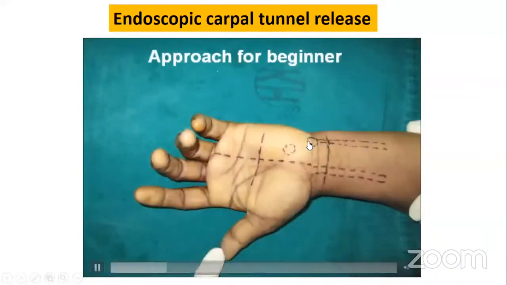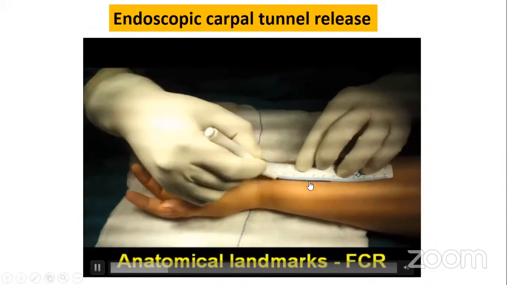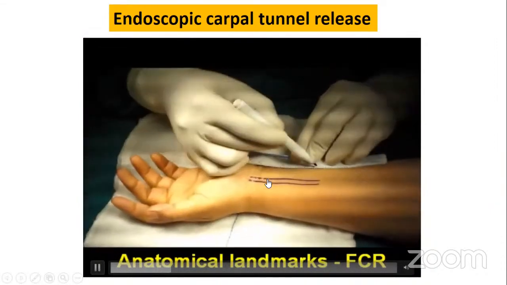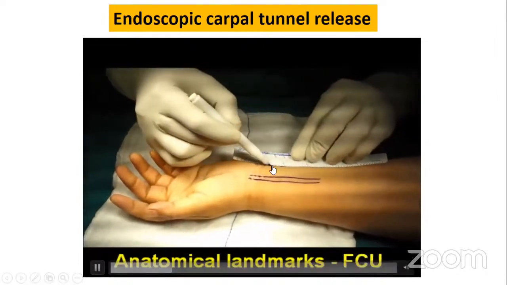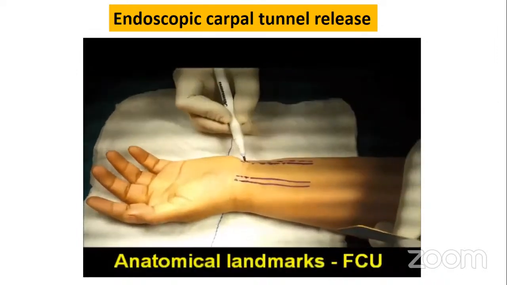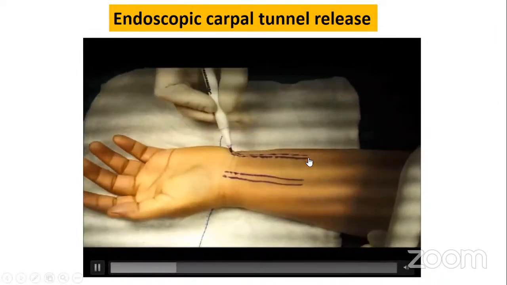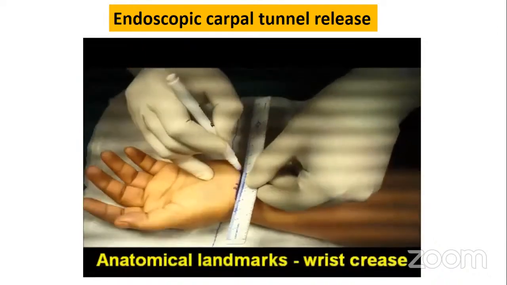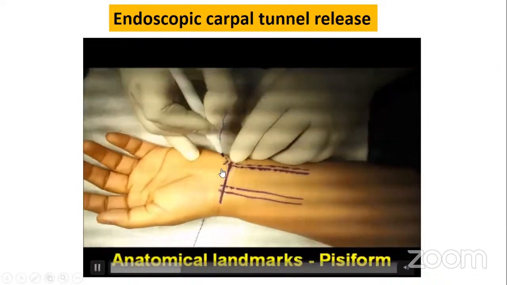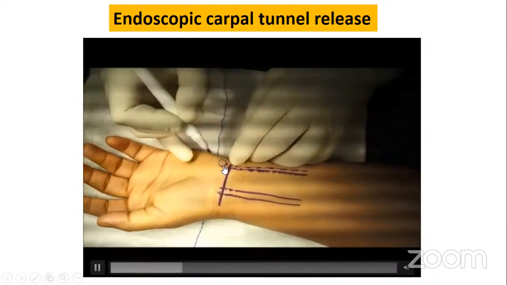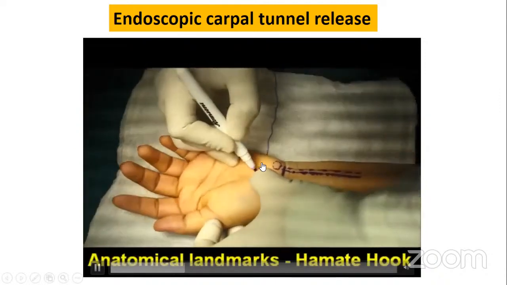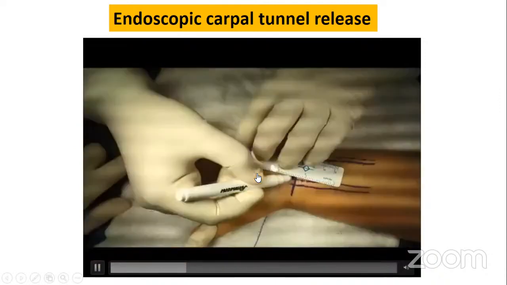So again, this is the pisiform there. That's the palmaris longus here. That's the FCU there. In the beginning, you need to mark all your anatomical landmarks very nicely so that you don't make any mistake here. So that is the pisiform, and that is the hamate. If you go 1 centimeter distal and towards the radial side, that is your hamate.